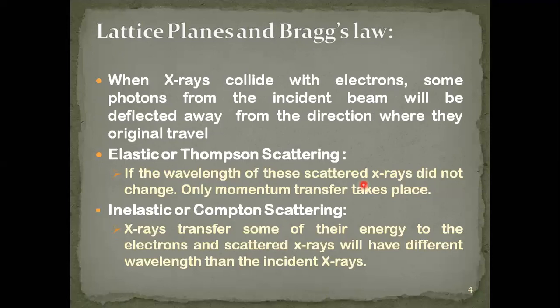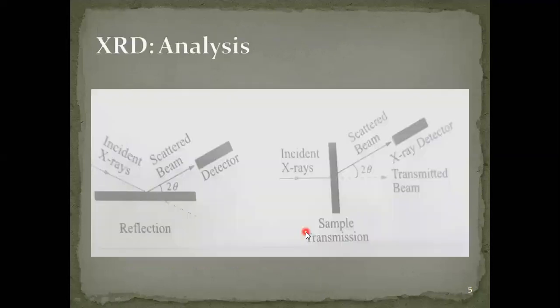If the wavelength of the X-rays before the scattering and after the scattering is not changed and only the momentum is changed, then we call it elastic or Thomson scattering. Suppose the wavelength of the scattered X-rays changes after the scattering, then it is called inelastic or Compton scattering. So depending upon the wavelength of the X-rays before and after the scattering, scattering is divided into elastic and inelastic scattering.